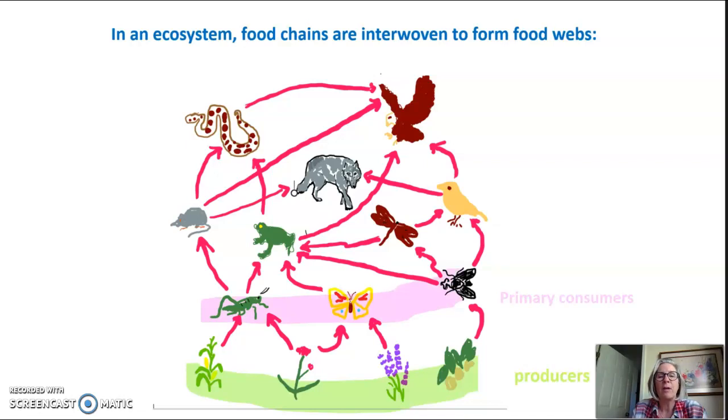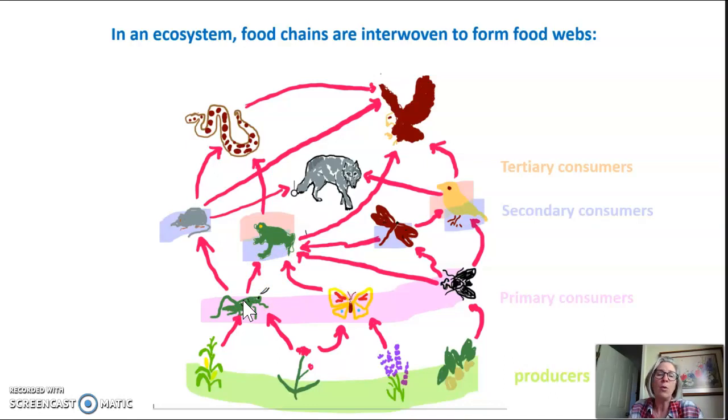The next layer up in a food web is the primary consumers. The primary consumers eat the producers, so they are herbivores, and they are all highlighted pink. So we have the grasshopper, the butterfly, and the fly. Highlighted in kind of a purple are our secondary consumers. The secondary consumers eat the primary consumers. So the bird eats the fly, the frog eats the grasshopper, etc.